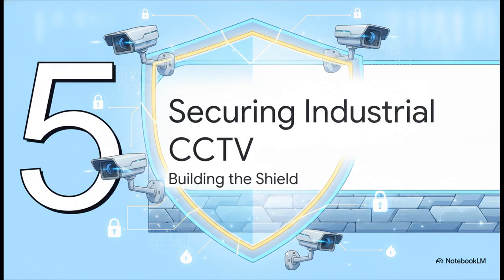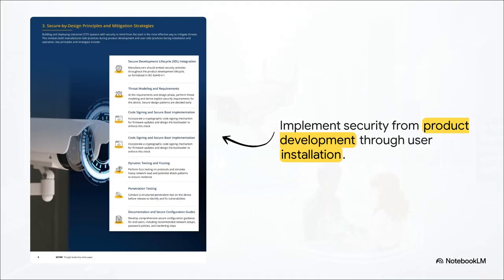Section 5. Securing Industrial CCTV Systems. Building the Shield. Let's talk about how to fix this. Securing these systems requires a totally collaborative, layered approach. It doesn't start the day you mount the camera on the wall, it starts during manufacturing. Vendors need to embed security right into the product development lifecycle. We're talking rigorous threat modeling, dynamic fuzz testing on network protocols, and conducting structured penetration tests to find those vulnerabilities long before the hardware ever leaves the factory floor.